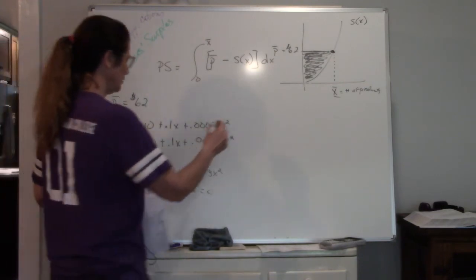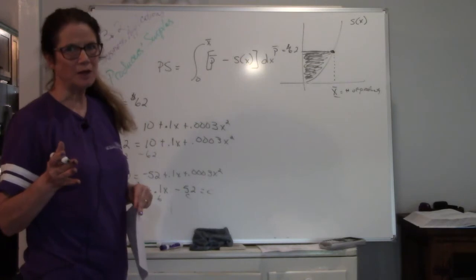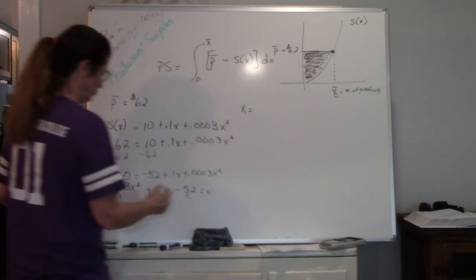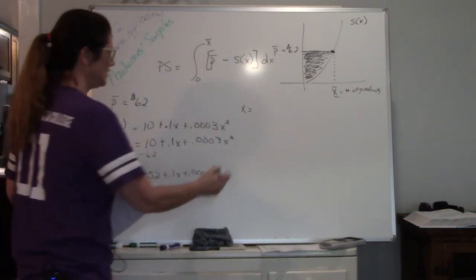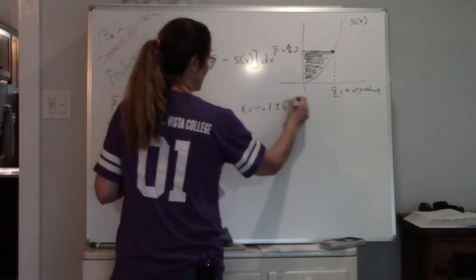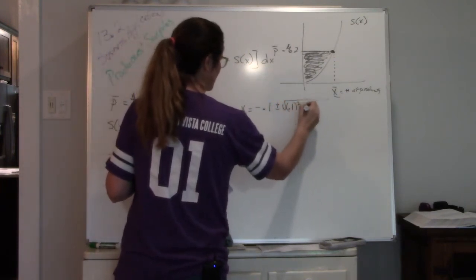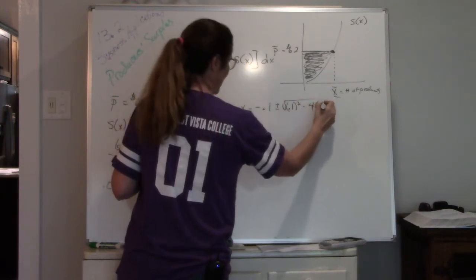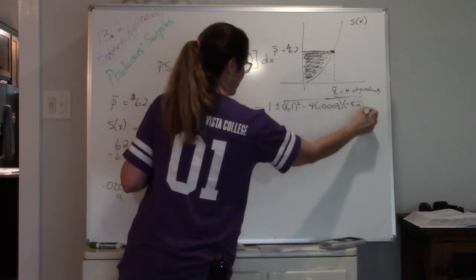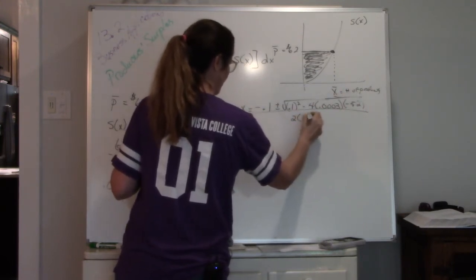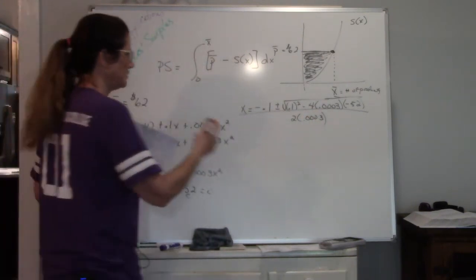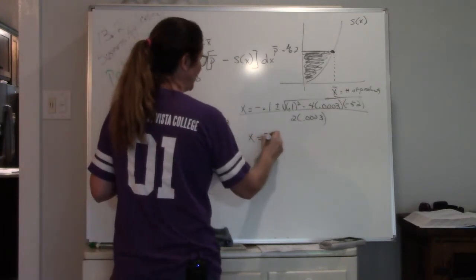Now I have my A, my B, and my C. You're going to use a lot of paper on this one. So we are going to use the quadratic formula. Here's my A, here's my B, here's my C. The quadratic formula is negative B plus or minus the square root of B squared minus 4 times A times C, all over 2 times A. Lots of paperwork.